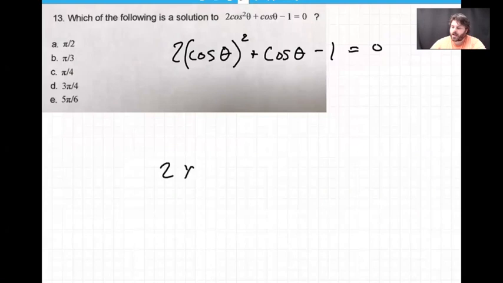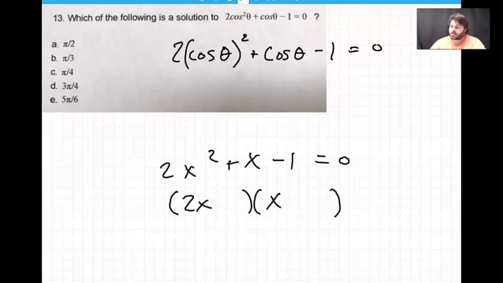So I could do 2x squared plus x minus 1 equals 0. How would I factor that? Well, it would be 2x times x, and this would be 1 times 1. You could play around with the signs, but to get a negative 1 by multiplying this 1 and this 1, one has to be positive, one has to be negative. You could try messing around with the signs.